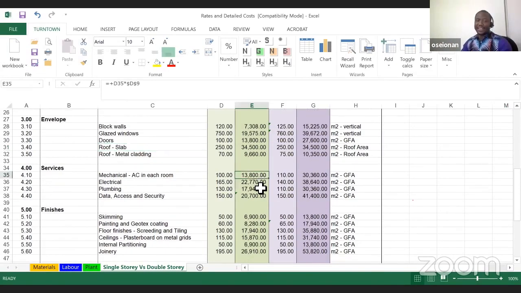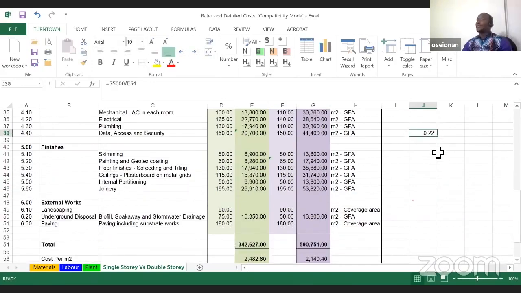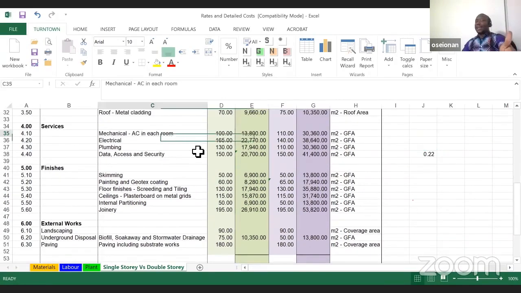The next bit is the services. Then again, the services are also a big factor of the cost. That brings it to approximately 22% of the total cost. What I've included here, for instance, with the mechanical, is AC in each room. You might not want to go with that, so you can reduce it. If you reduce that, it brings it to about $30.